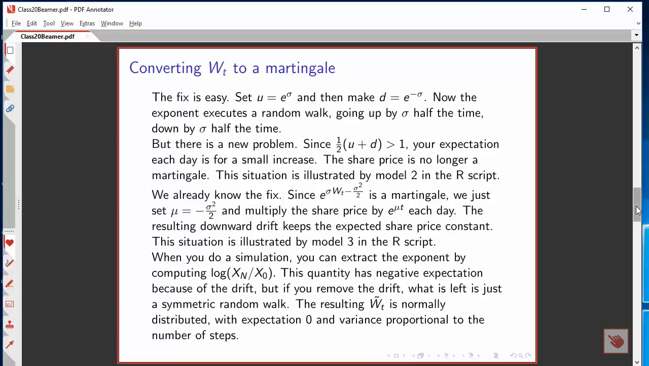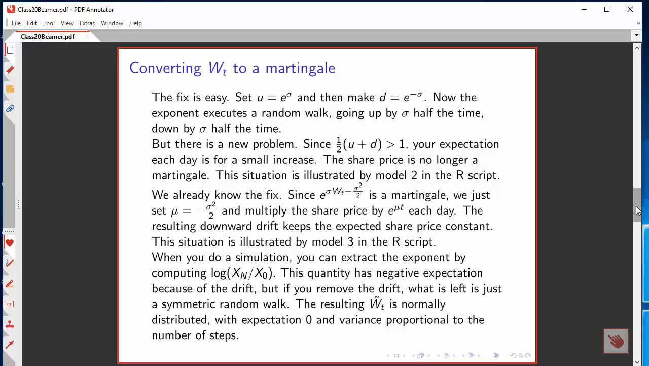How are we going to fix this? Well, what we want to do is to make the exponent change by an equal amount, whether you win or lose. So to do that, I will introduce a quantity sigma. I will set u equal to e to the sigma, and then I will make d equal to e to the minus sigma. So the exponent will execute a random walk. The probability p is still a half. Half the time it'll go up by sigma, half the time it'll go down by sigma.